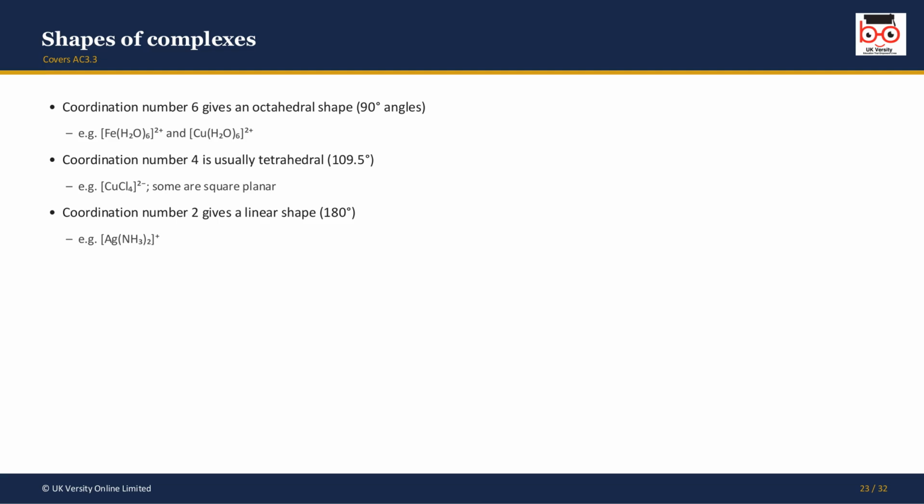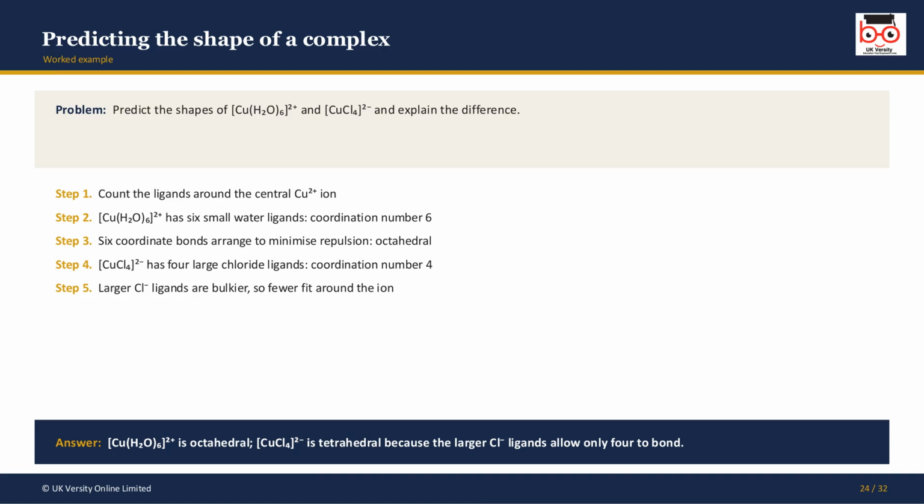The coordination number sets the shape. A coordination number of 6 gives an octahedral complex with 90-degree angles, as in the hexaaqua iron(II) and hexaaqua copper(II) ions. A coordination number of 4 is usually tetrahedral, with angles of 109.5 degrees, like the tetrachlorocuprate ion, though some 4-coordinate complexes are square planar instead. And a coordination number of 2 gives a simple linear shape at 180 degrees, as in the diamminesilver(I) ion. Let's predict 2 shapes and explain the difference.